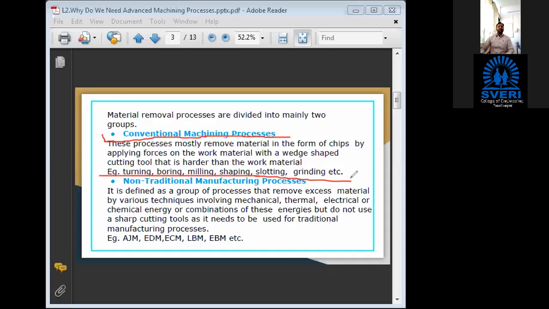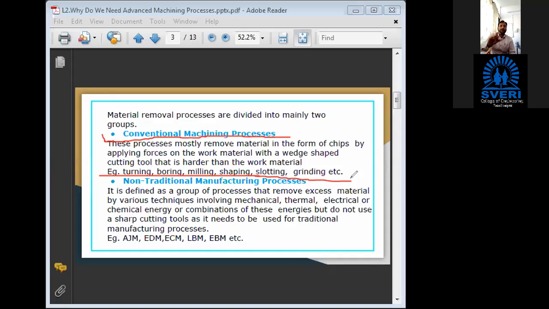You can see examples like turning operation, boring operation, then milling, shaping, planing, grinding. Whatever processes I have mentioned here, all of these belong to the conventional machining processes. Now I think you got the point about the operations we do at our workshop, that means lathe machining, milling machining or grinding, where physical contact occurs. That means we are using a cutting tool and giving force to the tool so that it touches your workpiece.